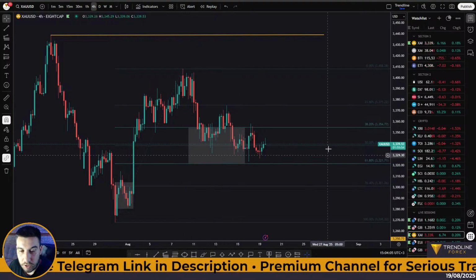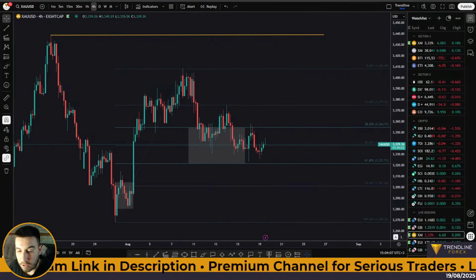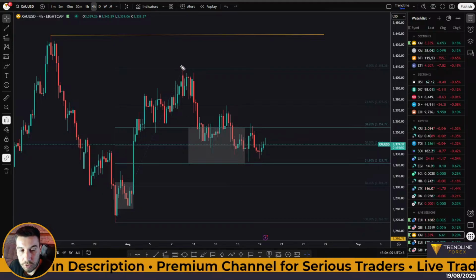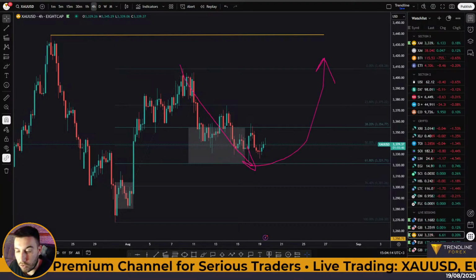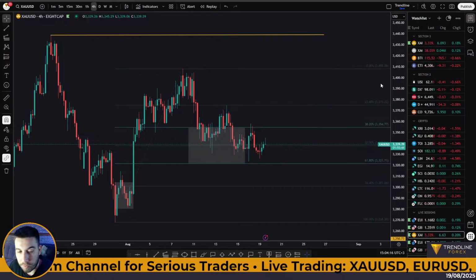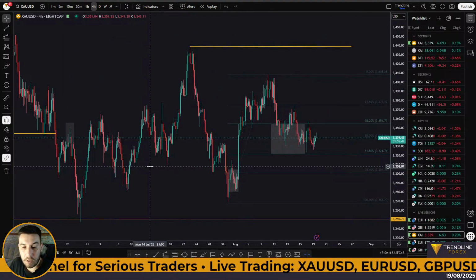As you can see, gold is taking its time without really doing much. I do consider this as a good reversal signal though. And when I'm talking about reversal signal, I'm talking about a reversal from this bearish move back to a bullish market direction.